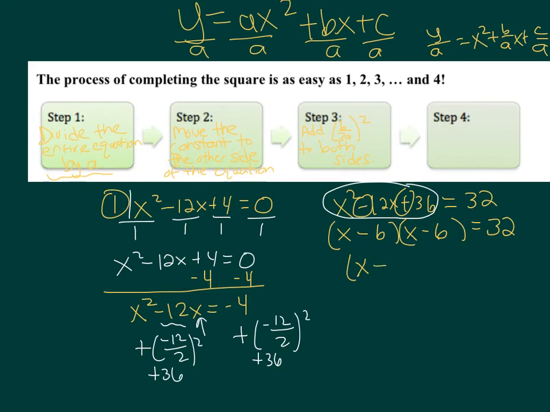So now we can rewrite this as the binomial squared. So x minus 6 quantity squared has to equal 32. And that's my step 4. So write the trinomial as a binomial squared.